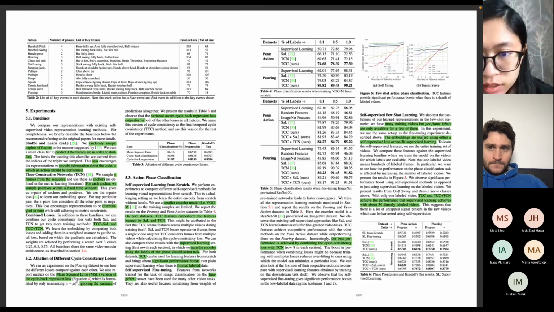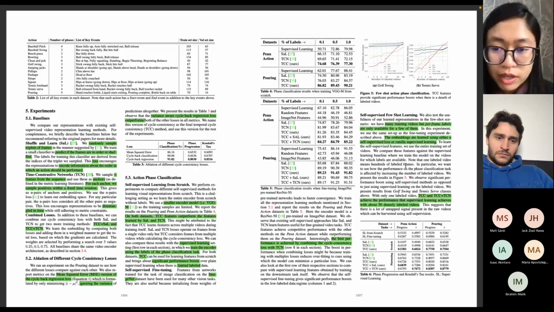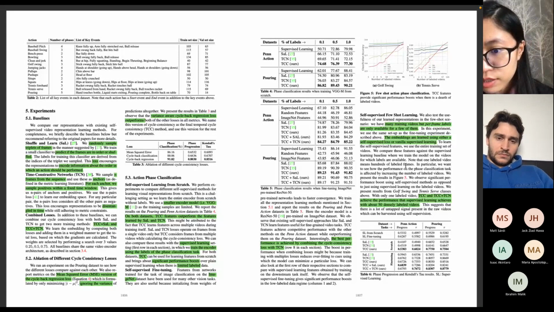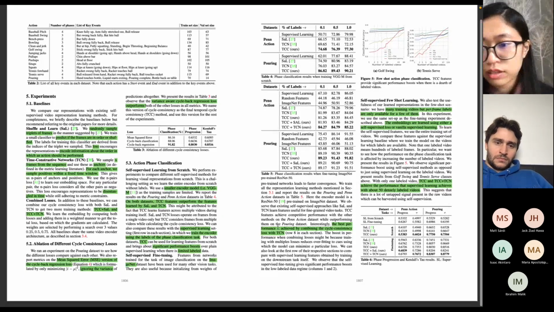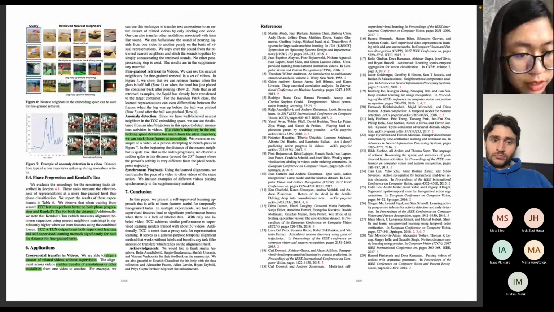I feel like it's a similar thing, because they mentioned they don't need many labels, so it's few-shot learning. They only need these 50 videos to be labeled. But I guess the main takeaway here is the same: this combination of TCC and TCN works best on this sparsely labeled dataset.